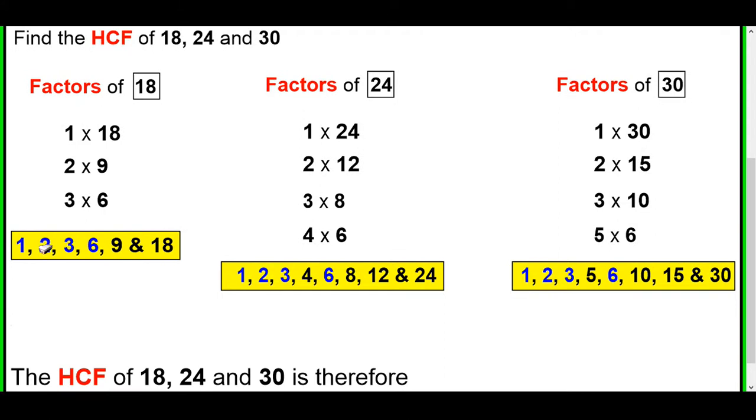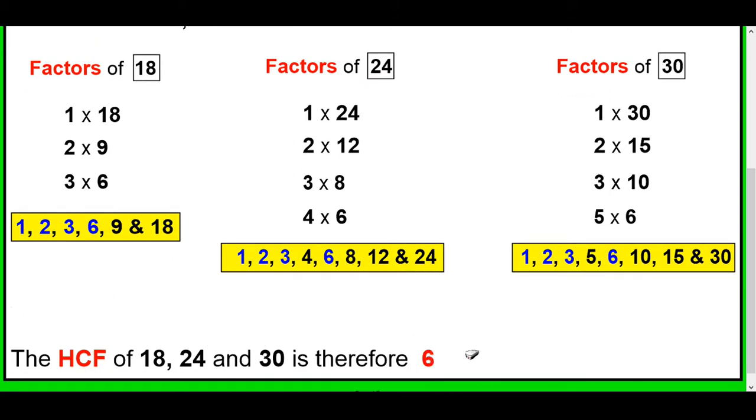Now the common ones are the ones in the blue, and I'm looking for the highest one. So the highest number that appears in all three lists is 6. And that's how to find the highest common factor.